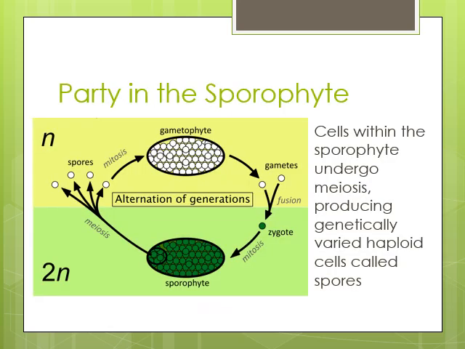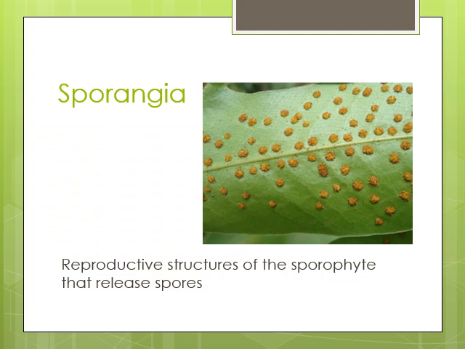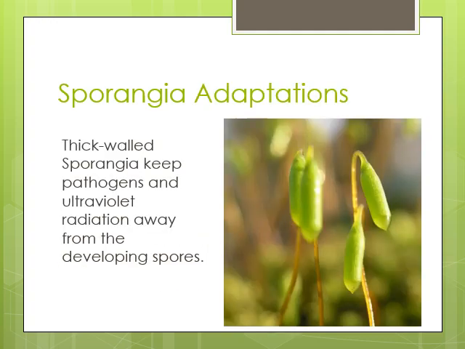So there we go. Cells in the sporophyte then undergo meiosis to produce genetically varied haploid cells called spores that go on to land. Gametophyte. They're produced in the sporangia. Sporangia are these specialized structures whose whole job is to let spores out into the world. They are thick-walled, usually thick-walled, to keep pathogens out, so you don't want to get damaged by bacteria and such.